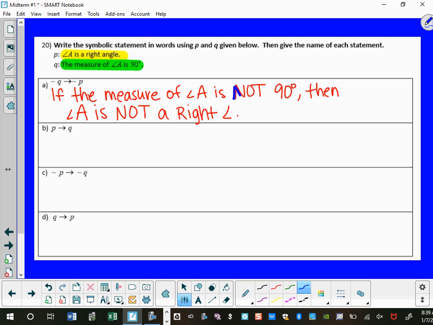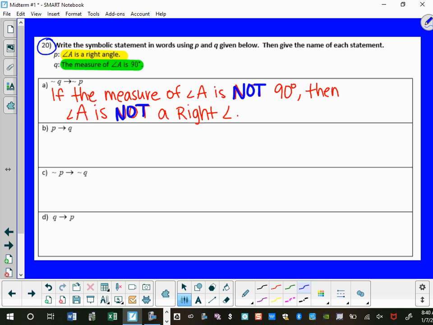So this part's important. This is from Unit 2. You guys actually did very well on this unit, so I'm hoping you guys remember that. If the measure of angle A is not 90 degrees, then angle A is not a right angle. Alright, I want you guys to go ahead and circle this one because you're going to be doing the rest of it for homework. This one should not be difficult.